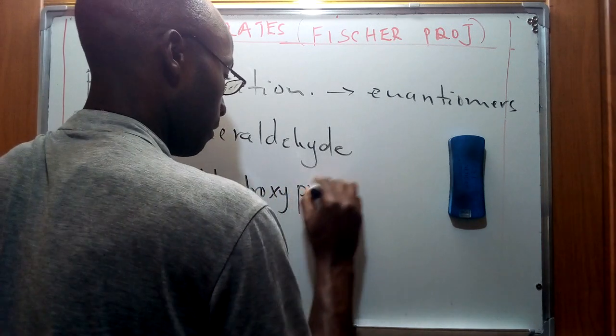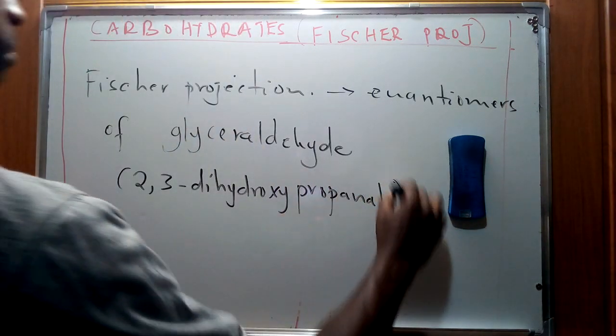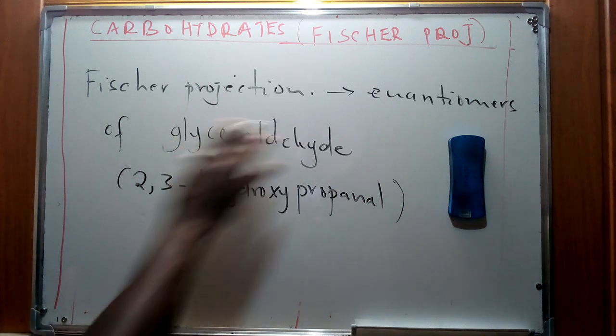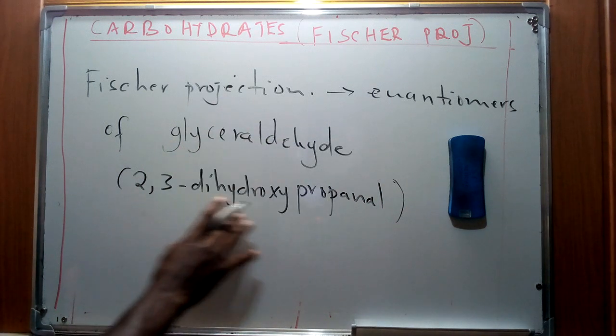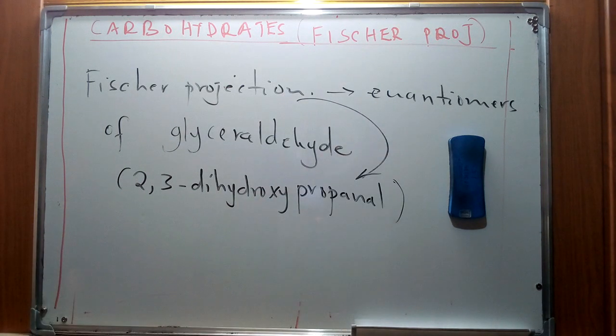2,3-dihydroxypropanal. So basically this is the compound that is known as glyceraldehyde, which is known as 2,3-dihydroxypropanal, that was given this specific configuration by this German scientist that is known as Emil Fischer.